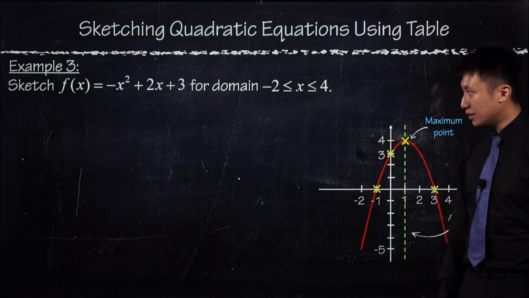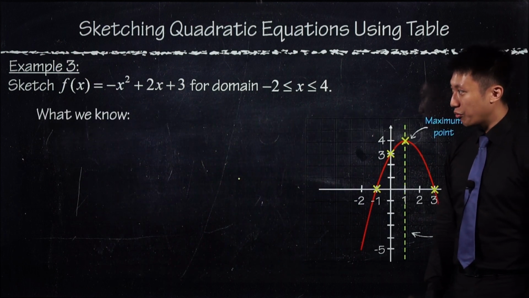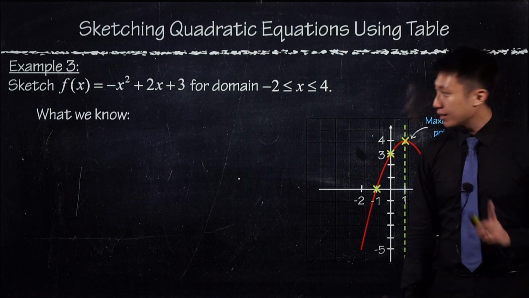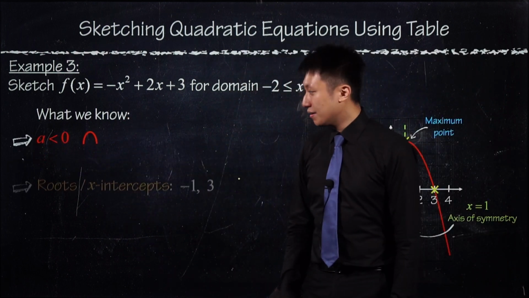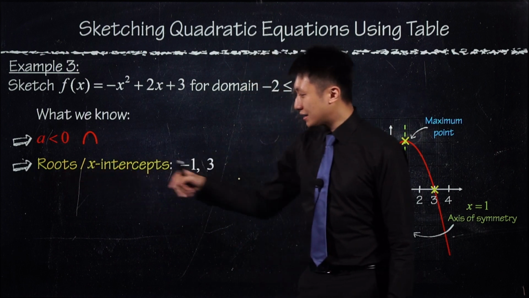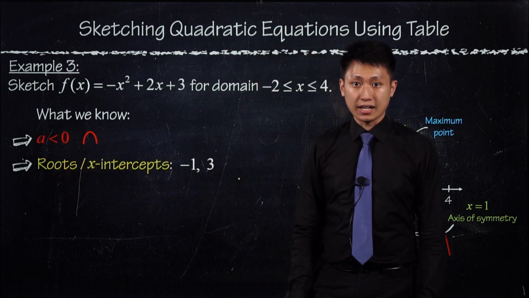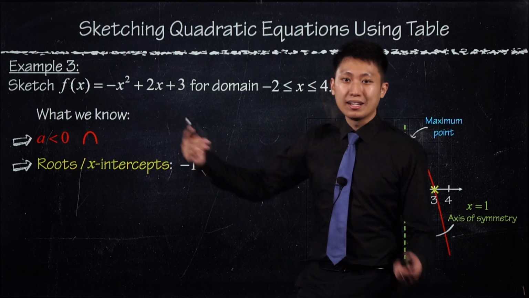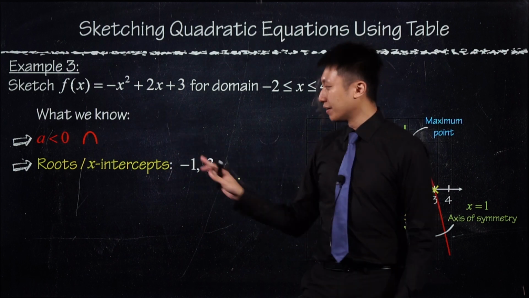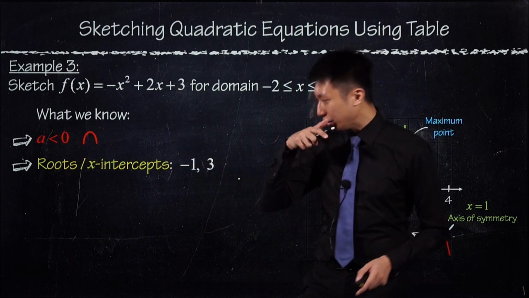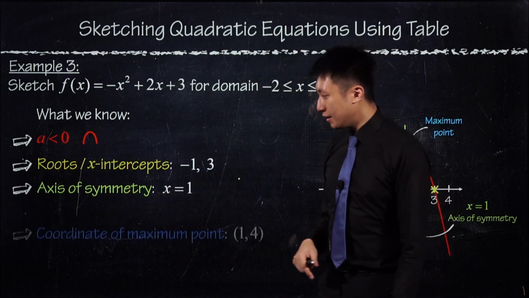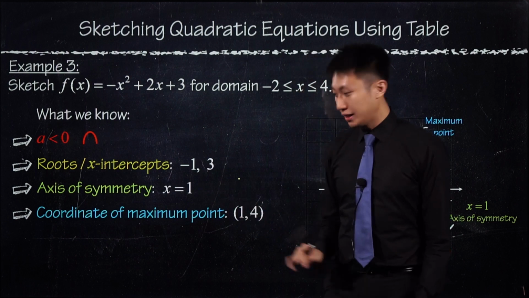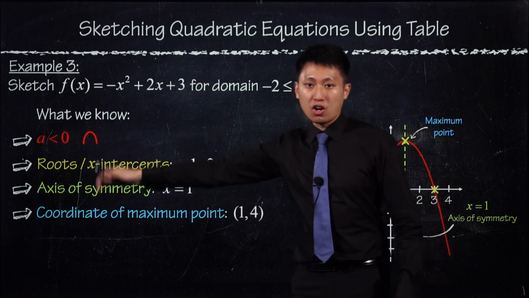Okay, moving on. What we know here is that a is less than 0, hence you have this sad face. Then roots or x-intercepts are -1 and 3, correct? I mean, you can solve for it. Now I just tell you the answer first at this moment. Then axis of symmetry is x equals 1. Then coordinate of maximum point is (1, 4). Let's say I know all this information.